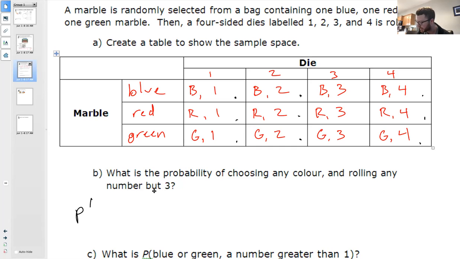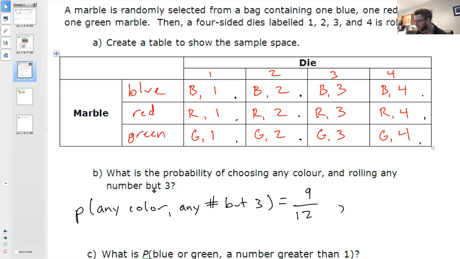So first we'll say P(any color, any number but 3) is going to equal, we said there are 9 favorable outcomes. And if we count up all these possibilities, there are going to be 12 possible outcomes. So that's as a fraction. If we wanted to write this as a percent, 9 divided by 12 multiplied by 100 is 75%. So pretty good odds that that event would occur.